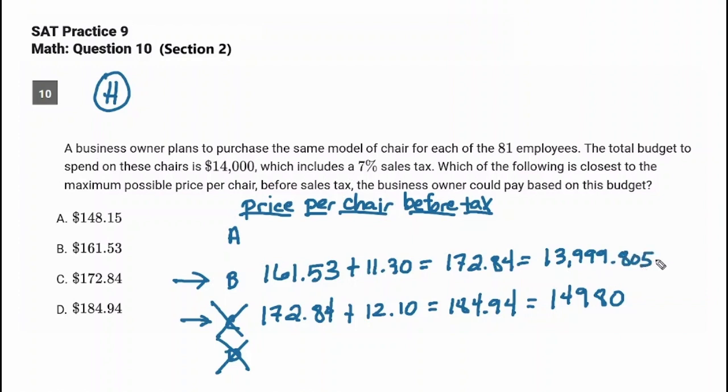When you do that, you're going to get 13,999.805. Okay, could this be the answer? Yeah, it could be the answer because it's under 14,000. Is it really close to 14,000? It's really close. You think it's the maximum possible price? The maximum number of chairs? It's got to be because it's so close to 14,000. So that's the answer. When you plug in the answer choices, you can be absolutely sure you're right. It's faster than algebra, it's easier than algebra, and you can move on.